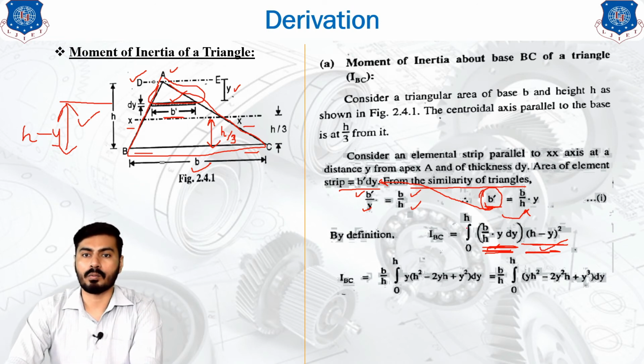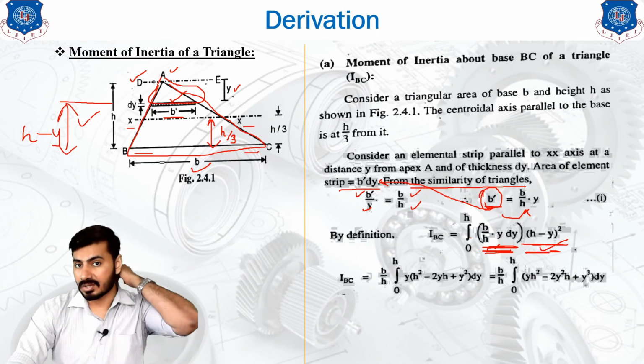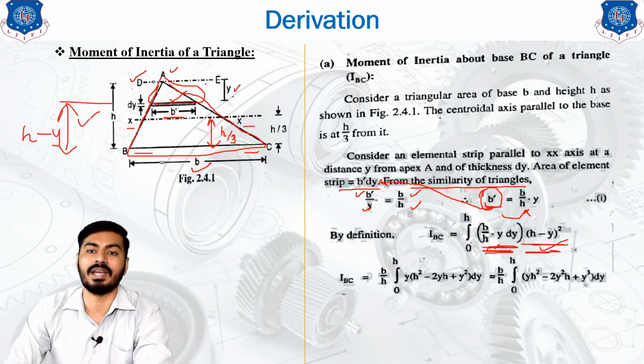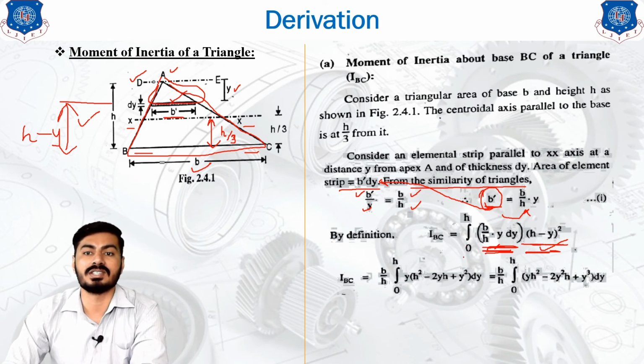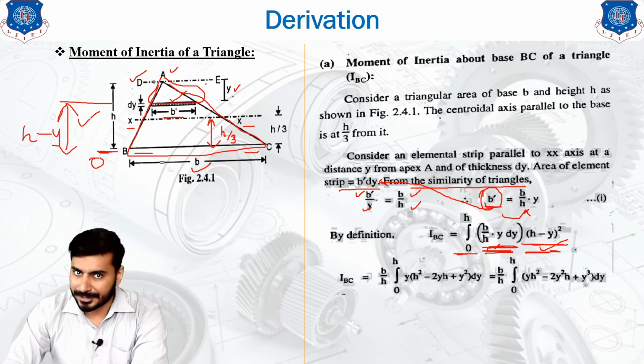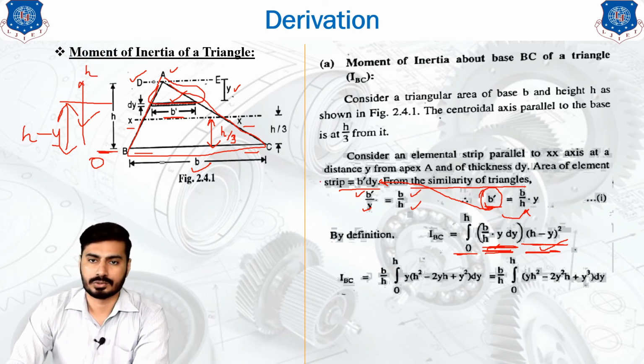Okay, so now our intention is to find the moment of inertia for the whole triangular section. And for this you need to integrate over the whole area with the limits 0 to h. Why have we taken this limit? Because our intention is to find the moment of inertia about the base axis. At the base our distance is 0, we have taken it as a reference, and at the top our distance is h, so our limit will be 0 to h. So this was the reason behind the limit 0 to h.